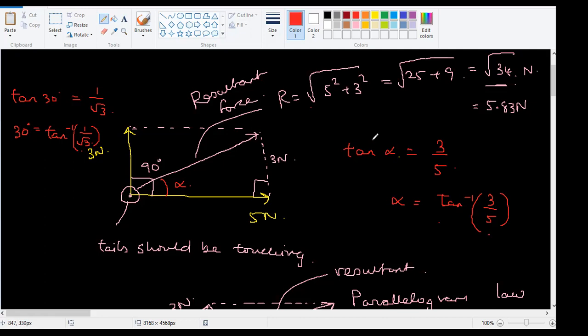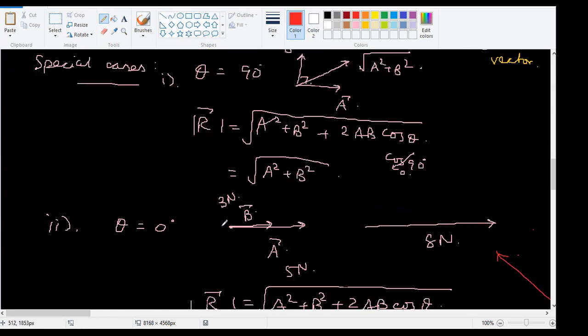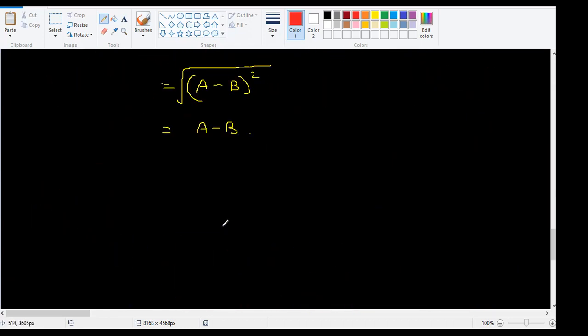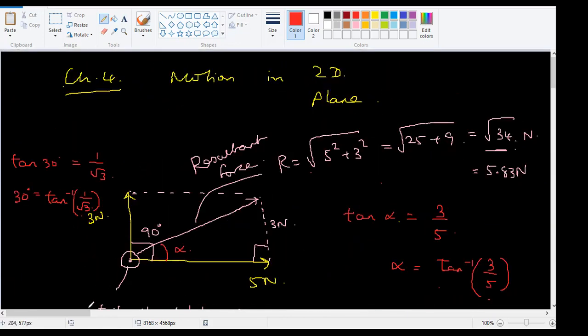Okay, so far we have talked about vector addition. Any doubts? Very important. And for some reason, students think that it is difficult. There is absolutely nothing difficult here if you understand the concepts. Now let us talk about vector subtraction.